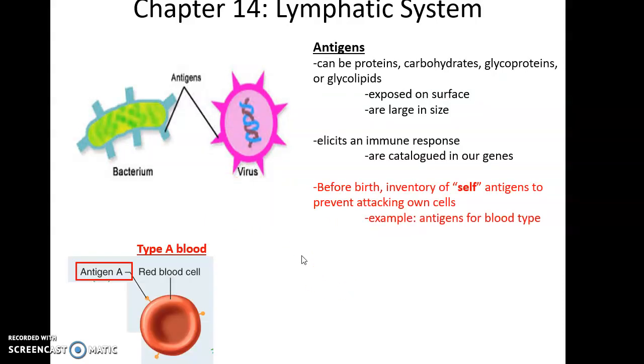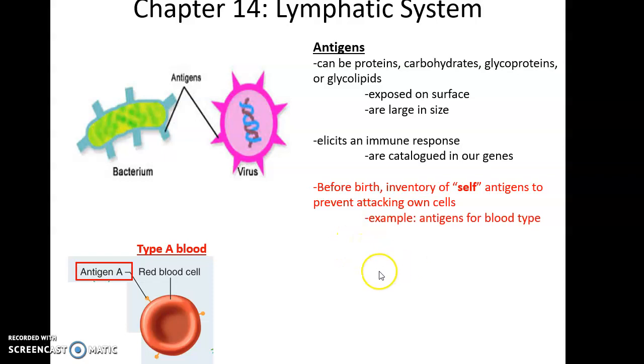So before we're born, our immune response will take an inventory of self-antigens. What antigens are on the surface of our cells that are supposed to be there? Structures that our white blood cells will touch and say, yes, this belongs here, this is supposed to be here. They take this inventory to make sure that we do not target our own antigens. So this is to prevent the immune response from targeting our own cells.